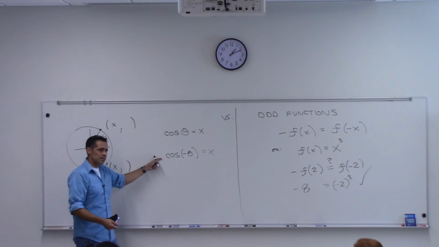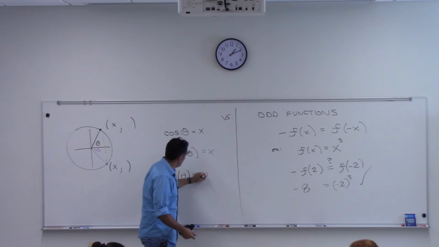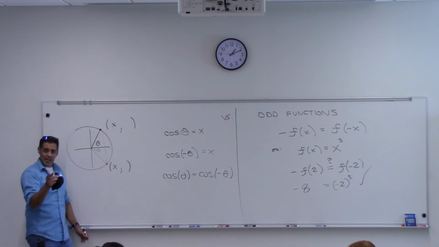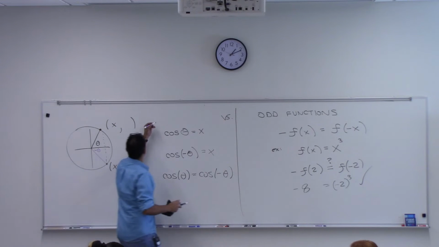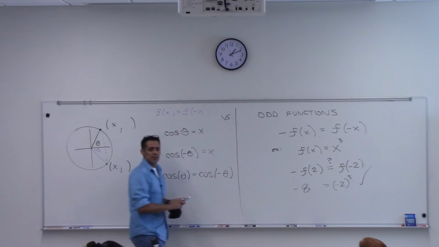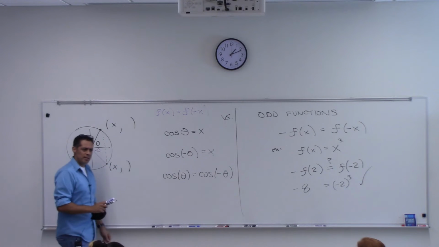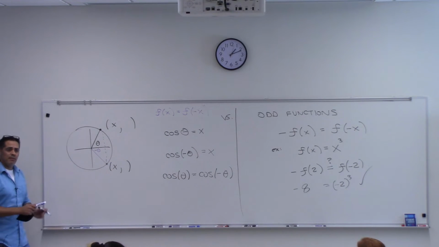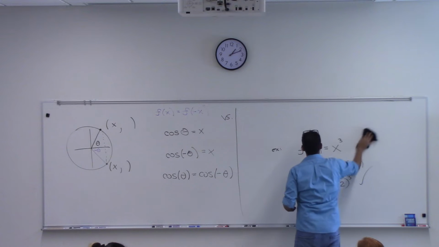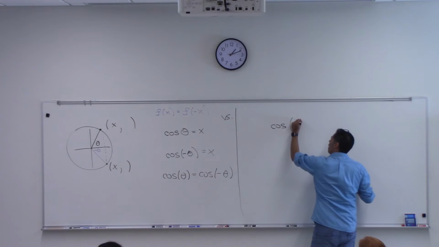If this is x and this is x, then we have that cosine of theta is equal to cosine of negative theta. So what type of function is this? Even, right? Because even said if you plug in x, you get the same thing as when you plug in negative x. That's what it means to be even, and that's exactly what we have here. Understand? So cosine is an even function. How would that be useful to us? What if I asked you, hey, what's cosine of negative pi over 4?